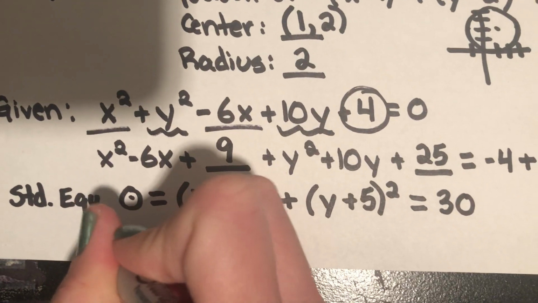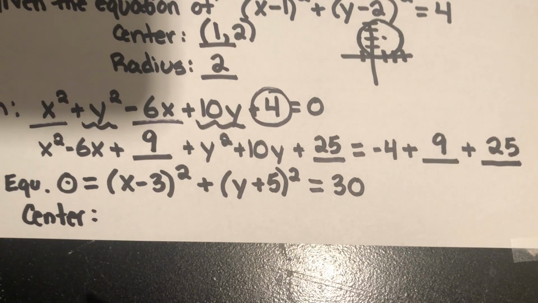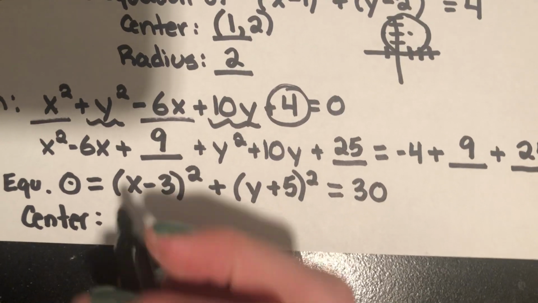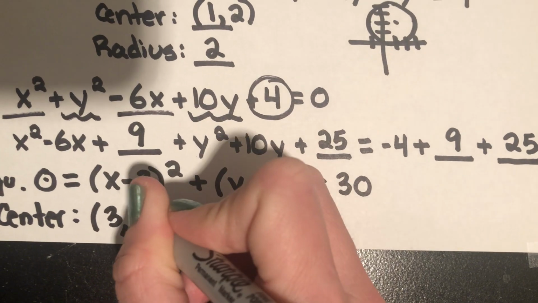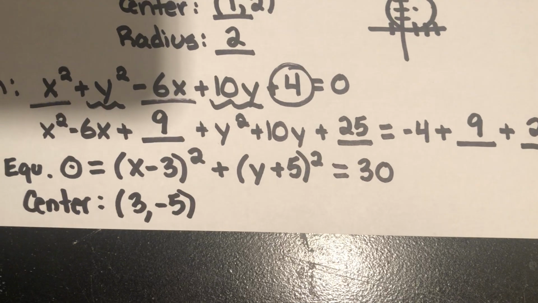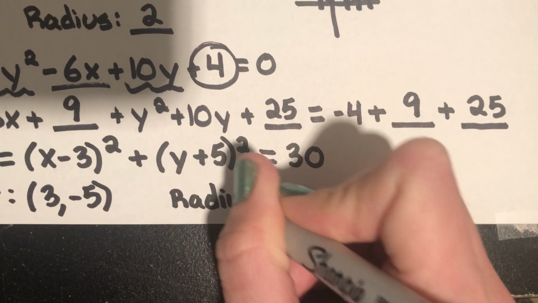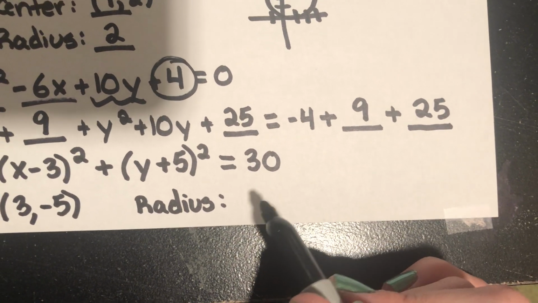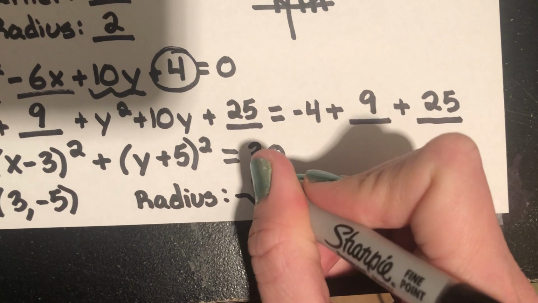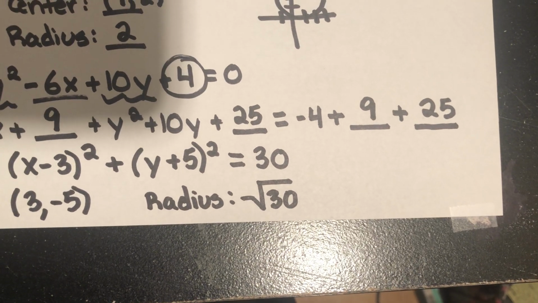I need the center of this circle, again h comma k. So I have (3, -5) as the center of this circle. And finally, my radius is going to be the square root of 30, and we cannot break that down anymore. So root 30 is my radius.